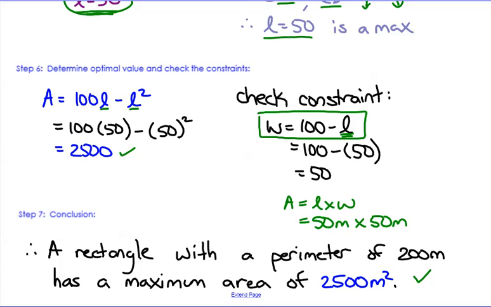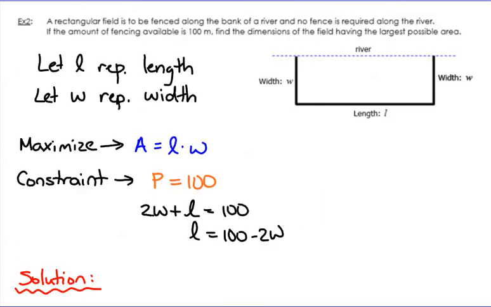So let's try 2 more questions. This is example number 2, and you've probably seen it like a million times. A rectangular field is to be fenced along the bank of a river. So no fence is required along the river. I don't know why you would put a fence there. Technically, you only need 3 fences. So one here, which is your W, one here, which is your length, and then one here, which is also a W. The amount of fencing available is 100 meters.